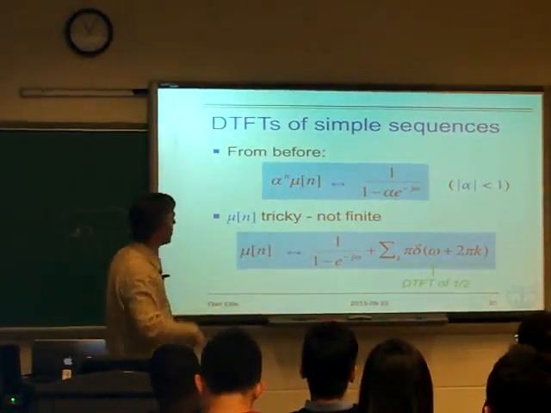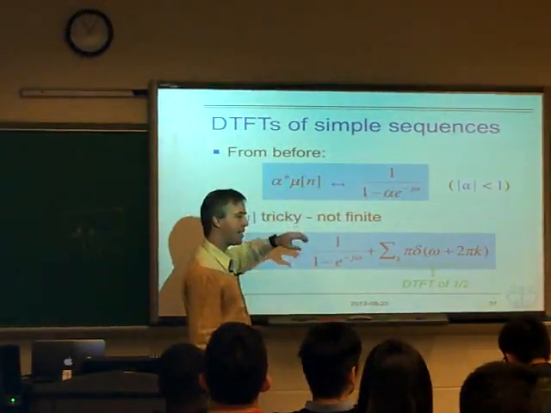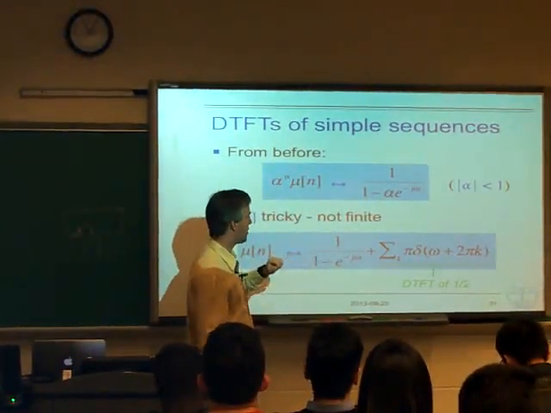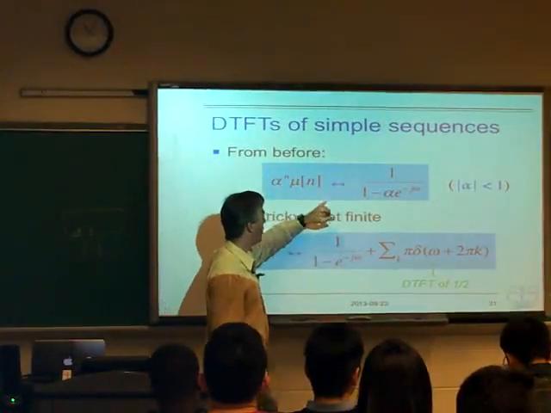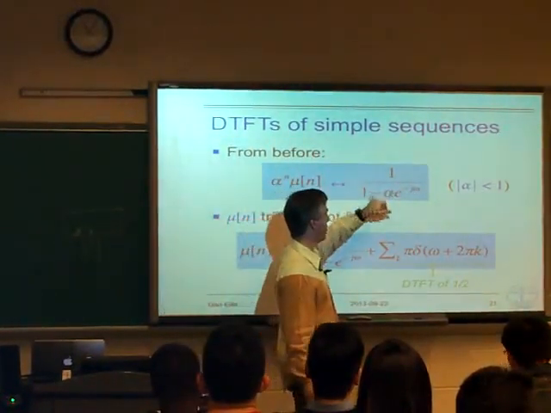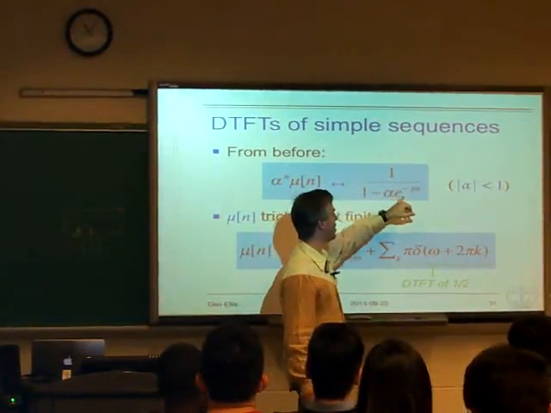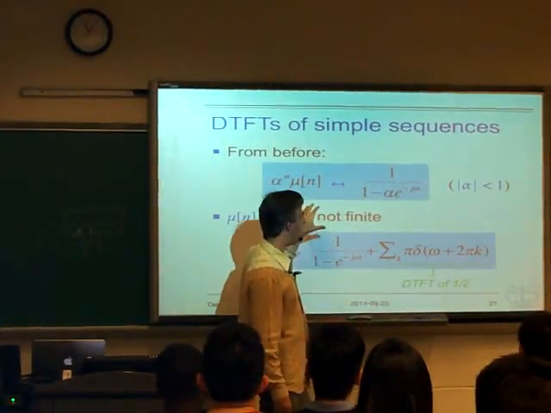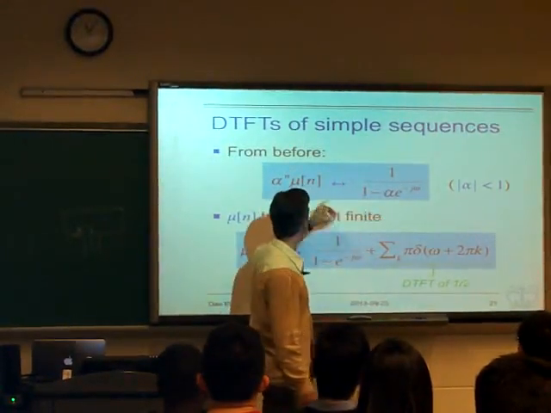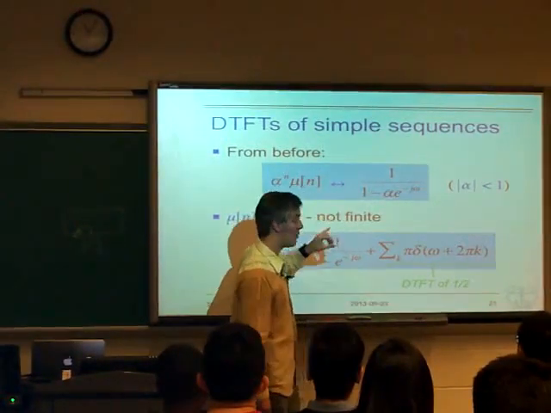Another sequence, well, we already solved this one. The prototypical exponential decaying sequence, alpha to the n times mu of n, that was the original thing we solved, through this geometric series identity. It's 1 over 1 minus alpha e to the minus j omega, so that's a function of omega. Although the analysis only works when alpha has magnitude smaller than 1.